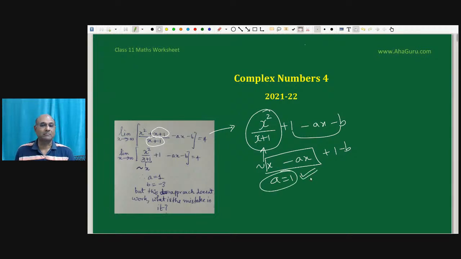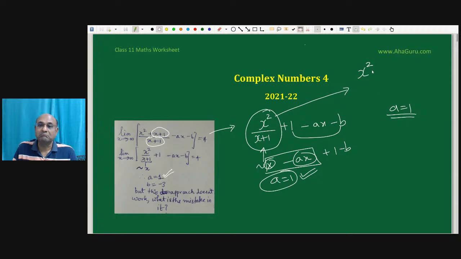Till here it's not a problem, not at all a problem. But the moment you say a equals 1, you know that this x is going to cancel out. So then it is not enough to write this as x. You have to go one step further. So a equals 1 is not a problem, a equals 1 will work. But the moment you say a is equal to 1, this cancels out, so you need one more approximation.